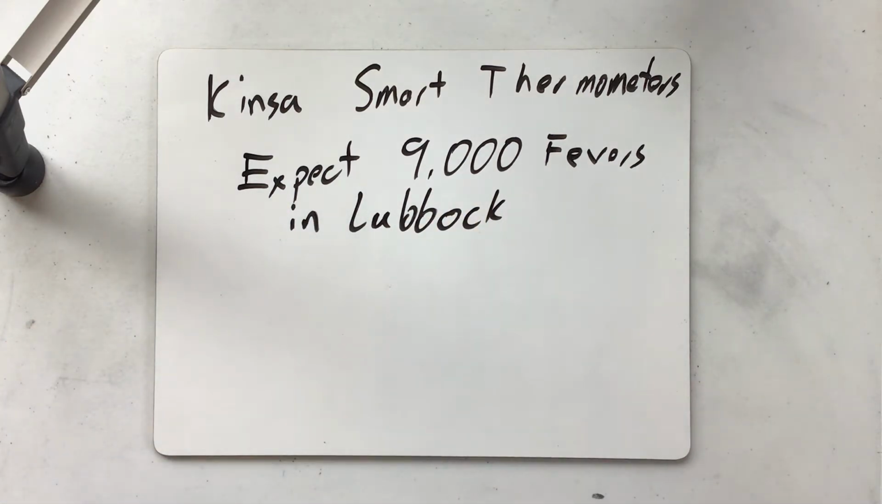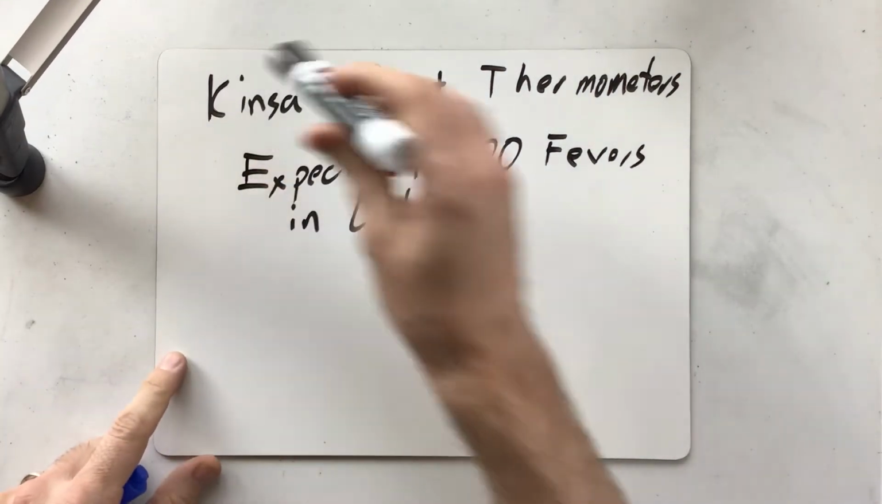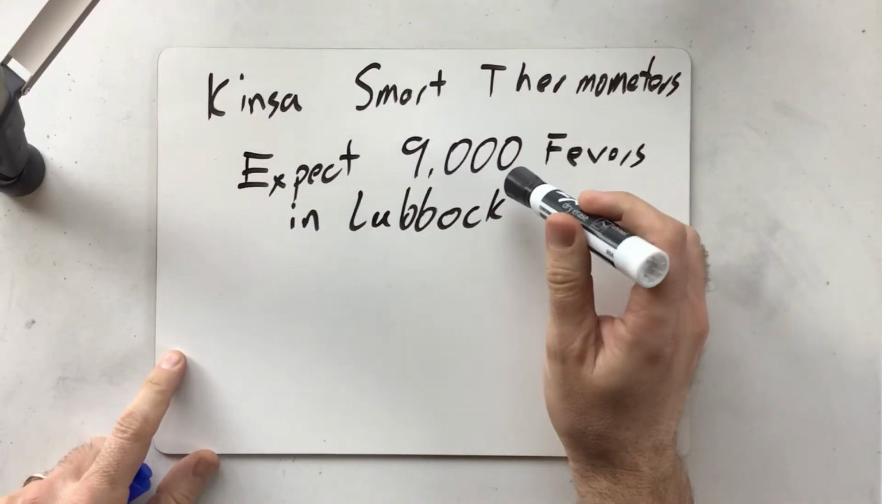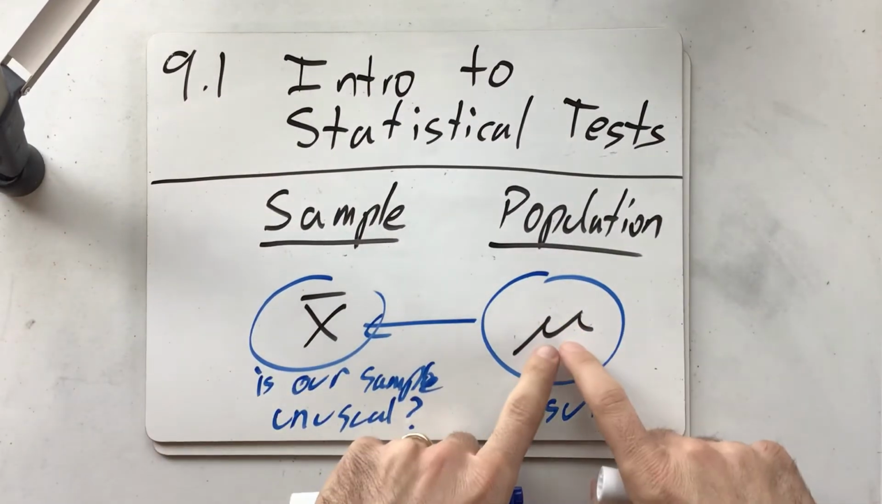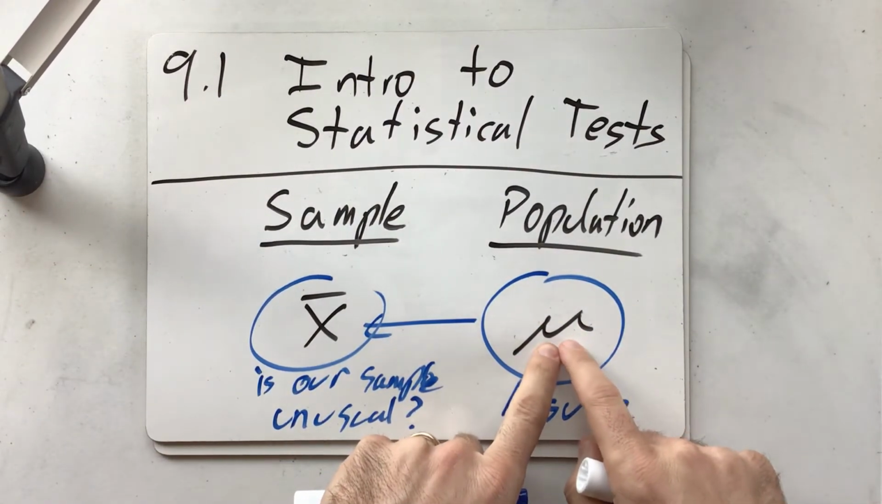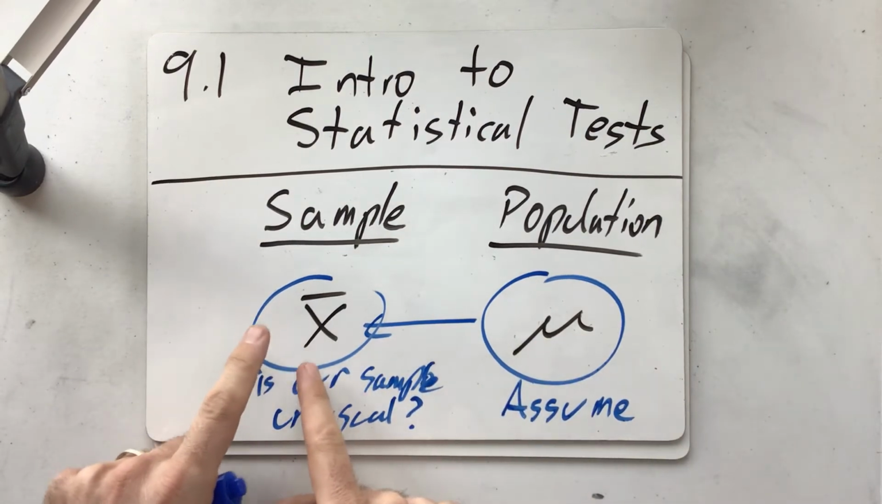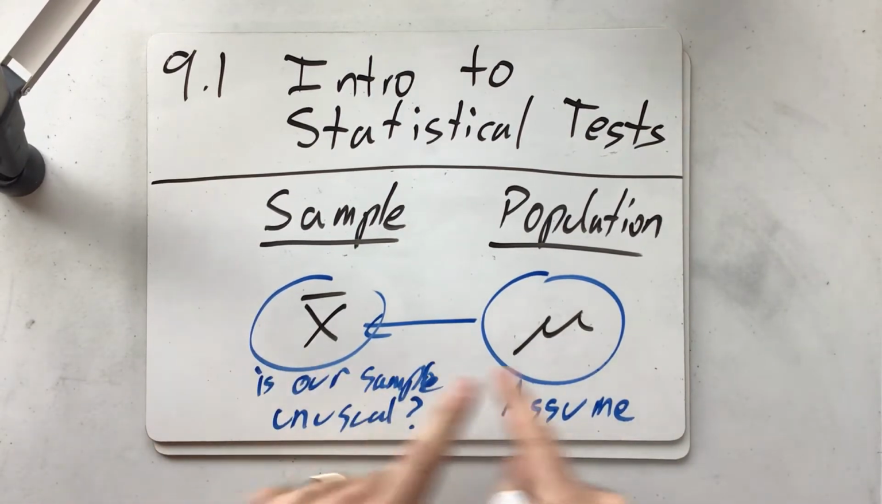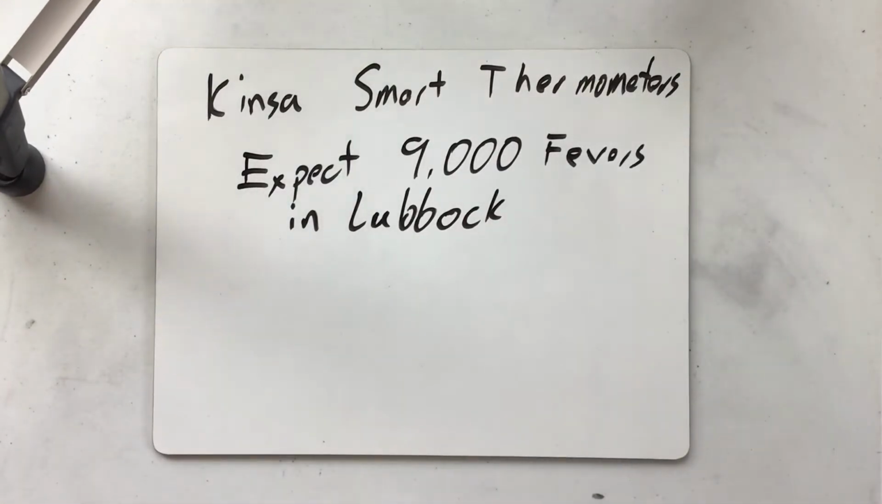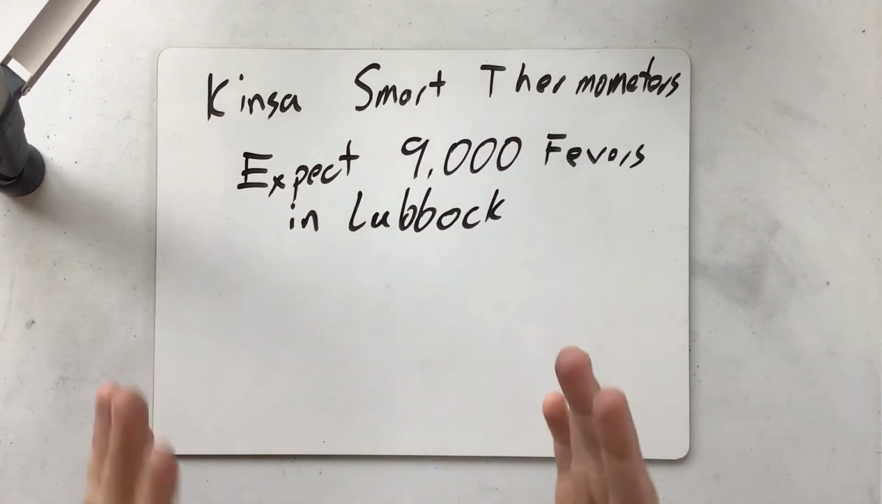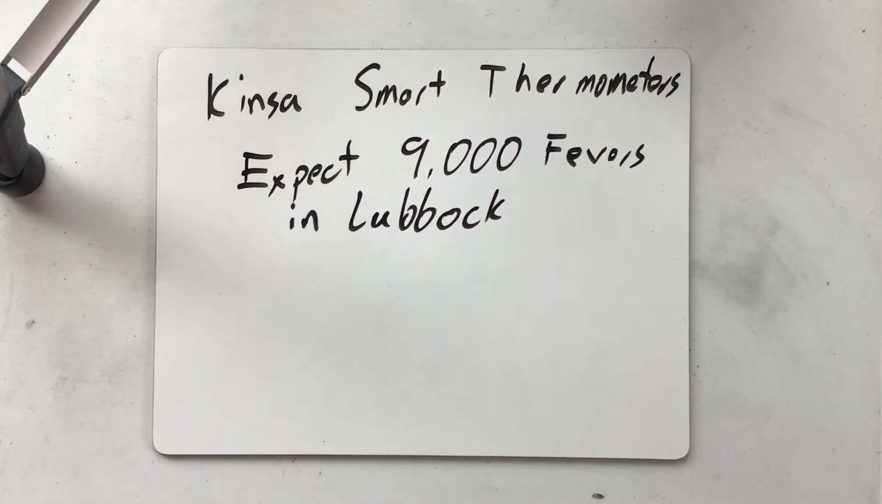What they can do is use their data and find out how many fevers are actually in Lubbock. So now we're in this story where we assume that the population has 9,000 fevers, and now we ask, is our sample, or the people taking our study, do they have a different number of fevers than what we would assume? Well, if the coronavirus is hitting Lubbock really hard, we should expect there to be more fevers. We would see more fevers in Lubbock if the coronavirus is really hitting us hard.